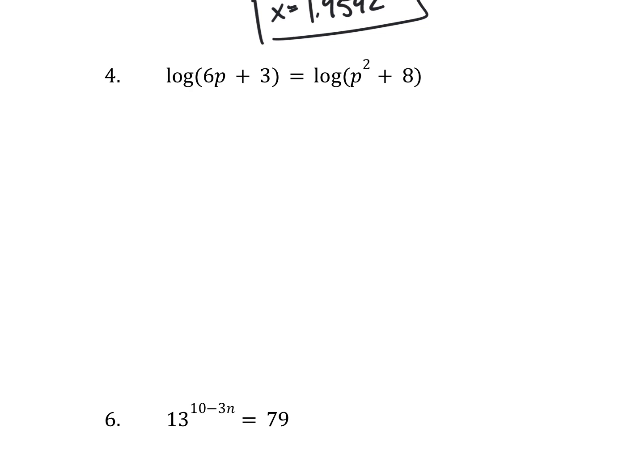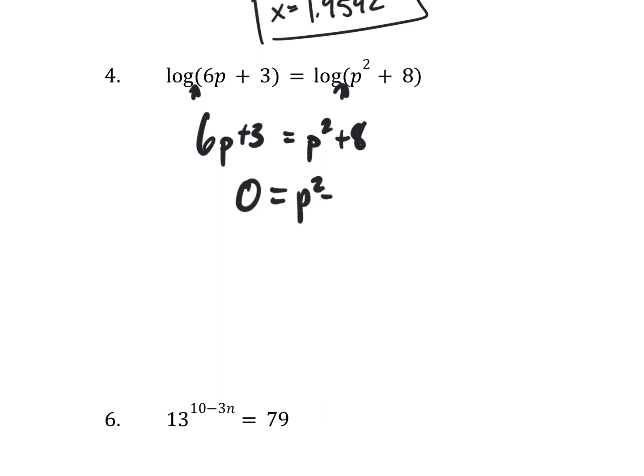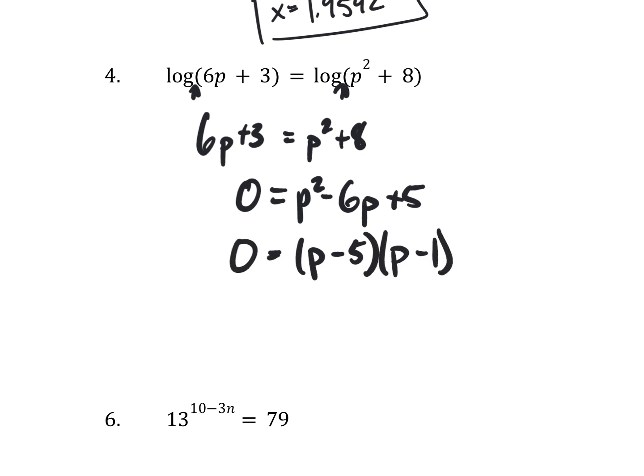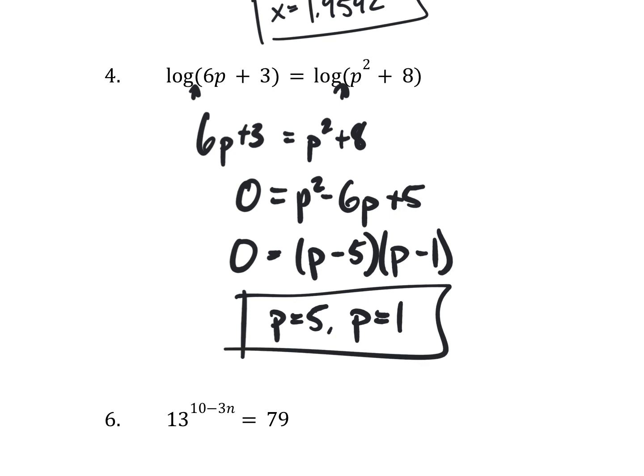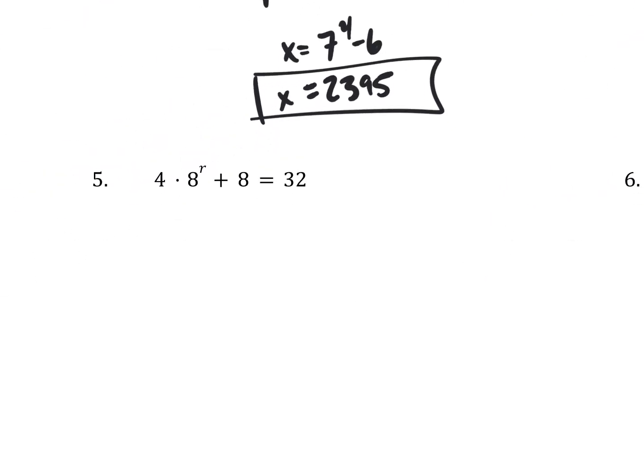Number 4. Logs are both base 10, so I can rewrite 6p plus 3 equals p squared plus 8. This is just a quadratic. I'm going to move everything over to the right side. I get 0 equals p squared minus 6p plus 5. This factors as p minus 5 times p minus 1. So I get p equals 5 and p equals 1. They should both work because they're both positive. They're going to give you a defined value on both sides. So that'll work.